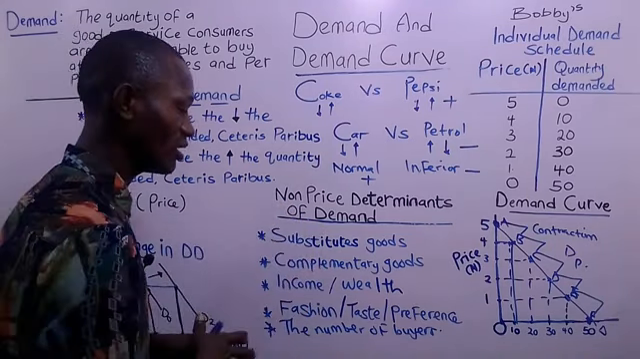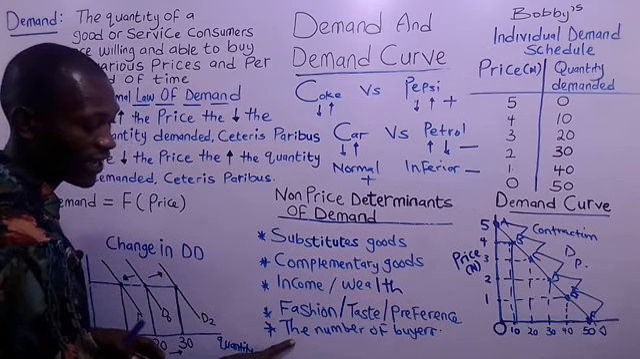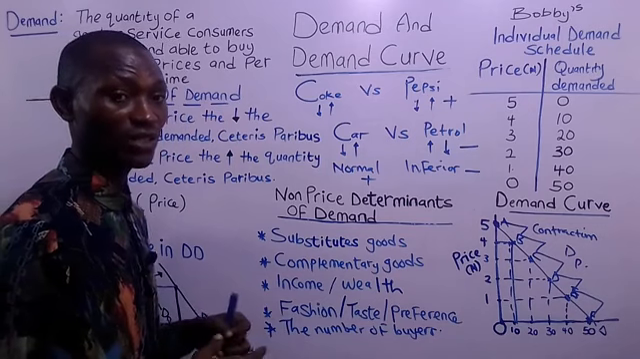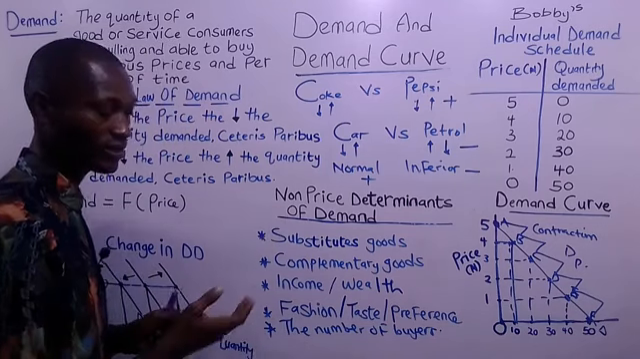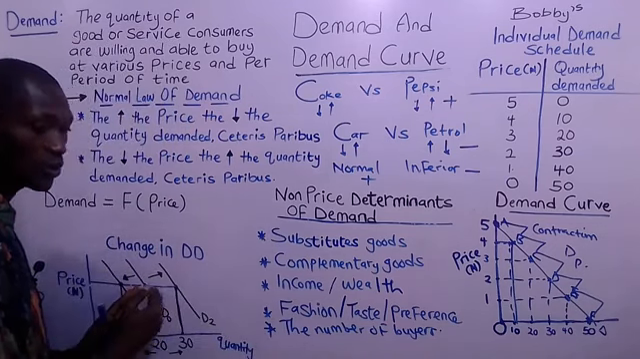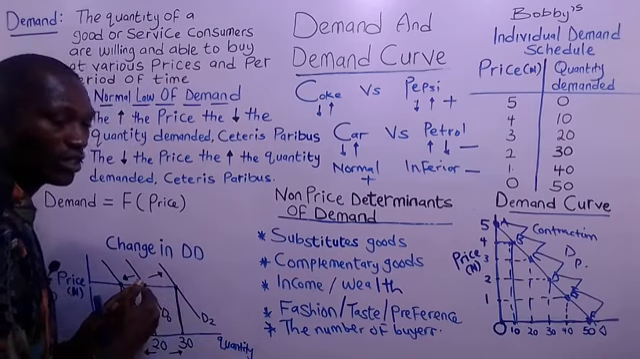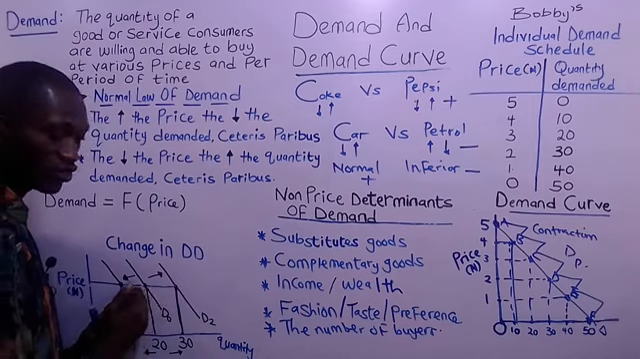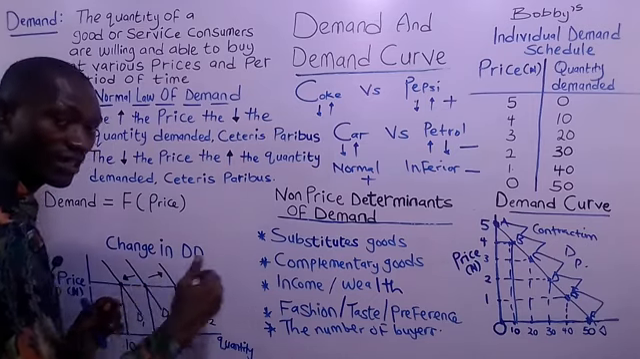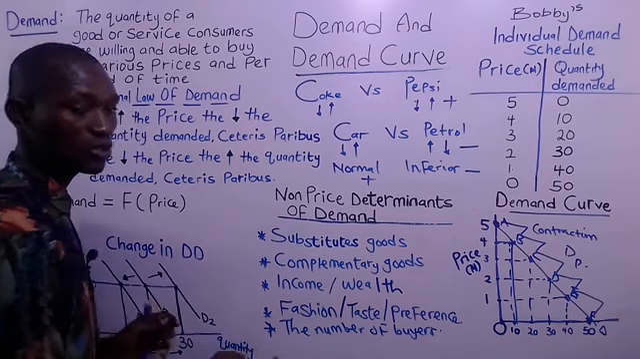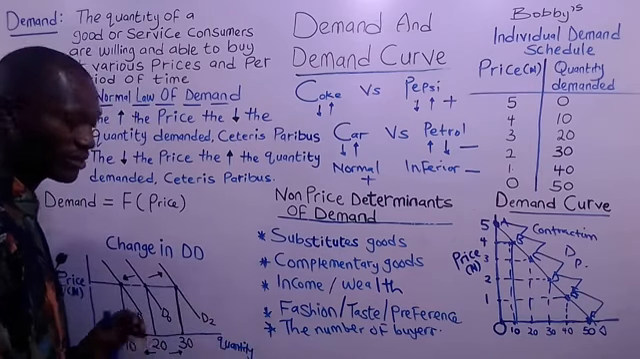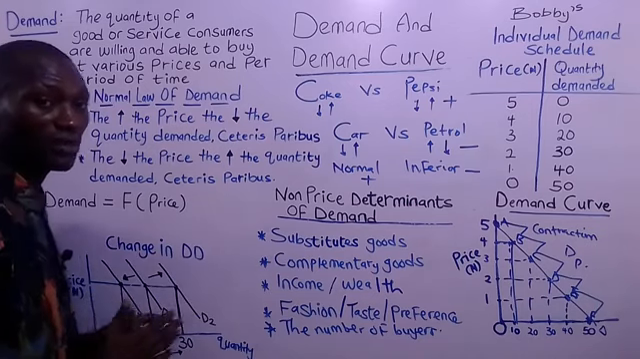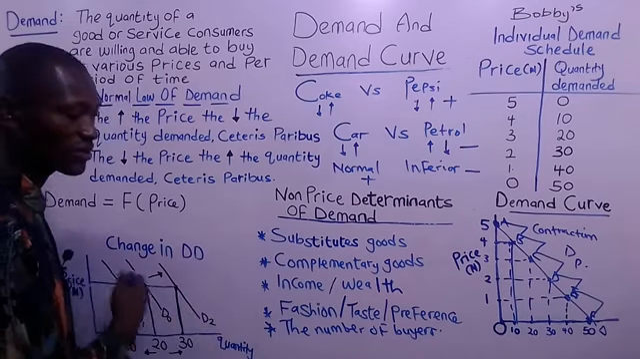And lastly, we have the number of buyers. When the number of buyers for a particular commodity increases, then the demand for that good will shift to the right. That will lead to an outward shift in the demand for that good, and that will shift the demand curve to the right, as said. And when the number of consumers for a particular good decreases, then it will lead to a decrease in the demand for that good, and that will shift the demand curve for that good to the left.